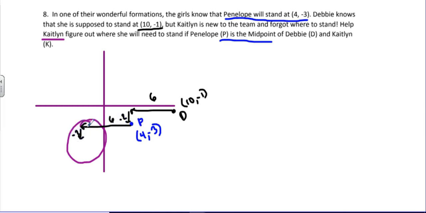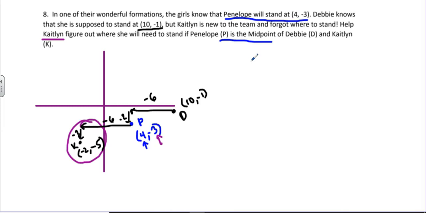So 6 units less than 4 would be at -2. So 4 minus 6 is -2. And then -3 minus 2 is -5. So that's where Caitlin needs to stand. So that's one strategy for finding the answer.